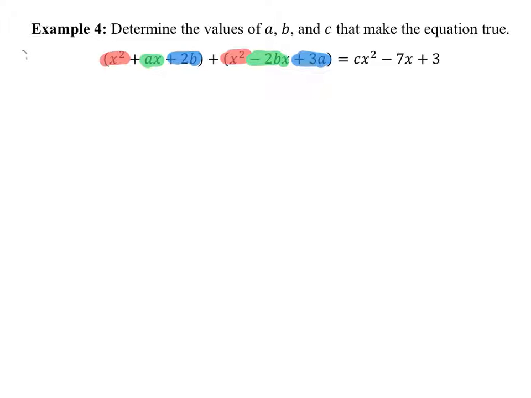So how do I combine what's in red, x squared plus x squared, 2x squared? That's the easy one, right? That's the easy one. Luke, help me out with what's in green. How do I combine what's in green? Would it be just negative?